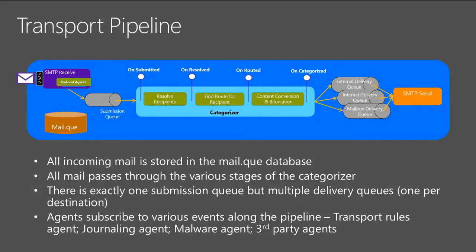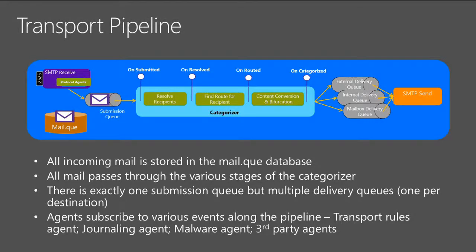So I have a piece of mail here that's coming in. One thing to keep in mind is that we will only accept mail or return back a 250 OK to the sender once we have saved a copy of that mail. So the first thing we'll do is that copy of the mail is actually saved in the mail.que database that is on the box. So mail comes in, gets saved there. Now that we have a copy, we are ready to process it. That piece of mail will now get into the submission queue.